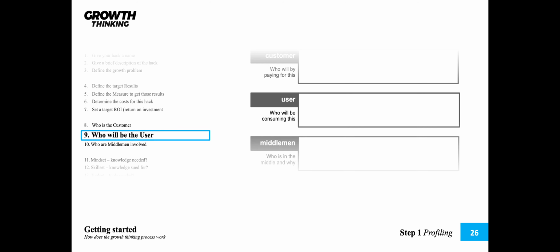The next part is the users. Now, there's a big difference here. Let's use diapers as the example. The user is the baby, but the customer is the mother, right? And so the person paying isn't necessarily the person who's actually using it. Like toys. Toys are bought by parents but consumed by children. And it's really important to be distinctively different because you need to understand the difference between the user and the customer.